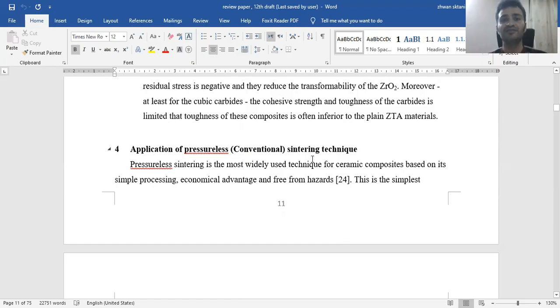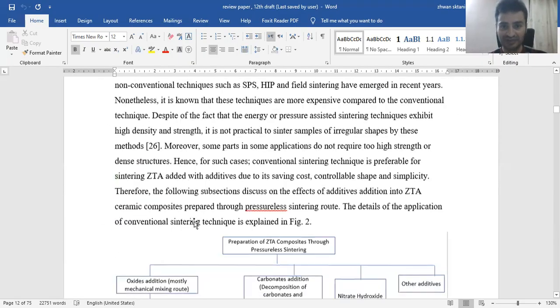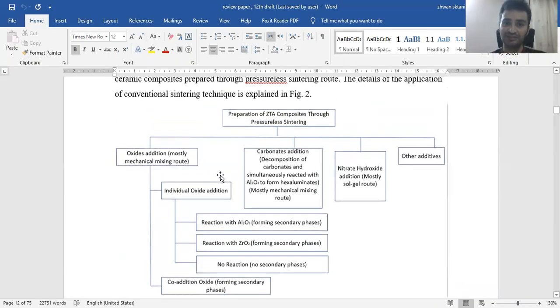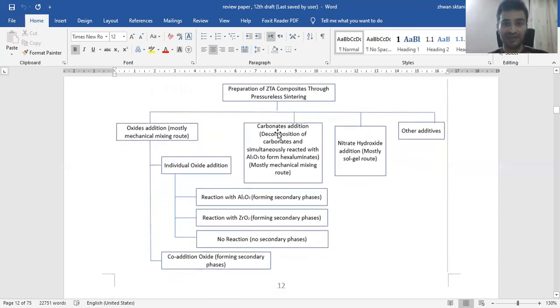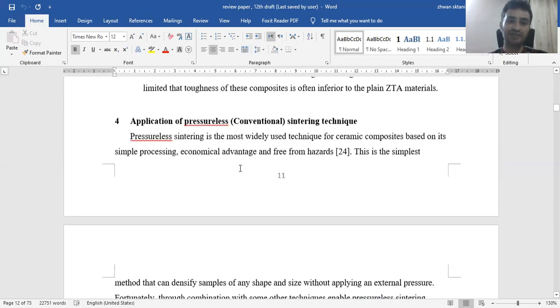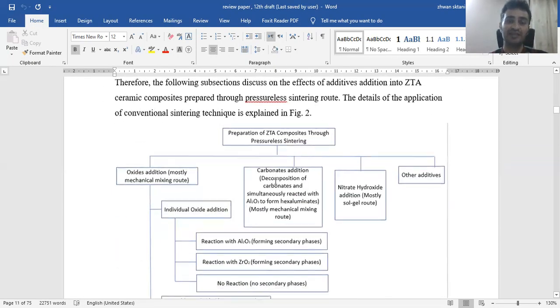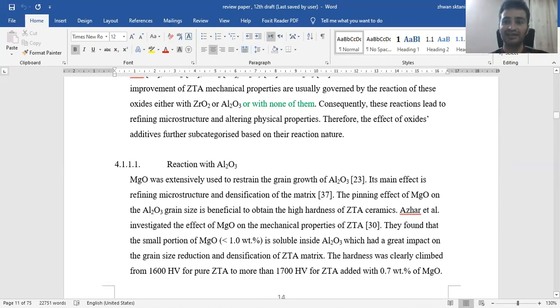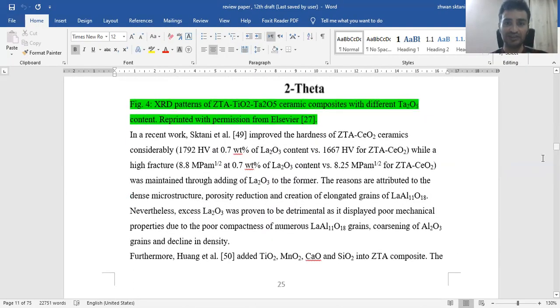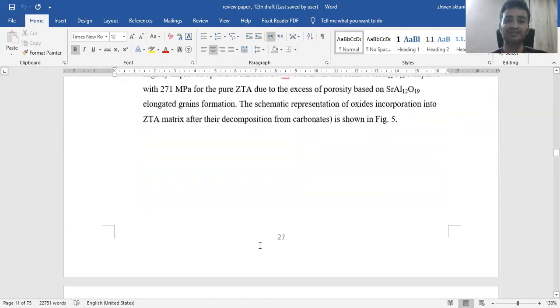Page number 11, conventional sintering. I reported previous people's work. We can see from here which additive we use and how many parameters or subheadings each additive has. So one of the main contributions is the figure. Imagine this one starts from number 11, this section, conventional sintering, and ends at page number 36.